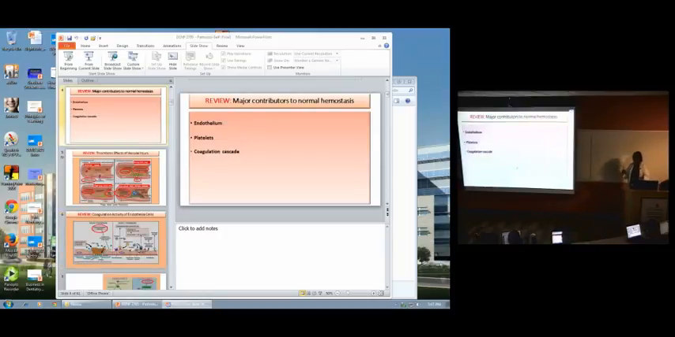So this was what I asked you to review, and like I said, I'm just going to rush through, and I'm not going to touch on everything. But basically, when it comes to hemostasis, there are 3 things you need to remember. The endothelium is very important. These are the major contributors to normal hemostasis: you have the endothelium, then you have the platelets and the coagulation cascade.